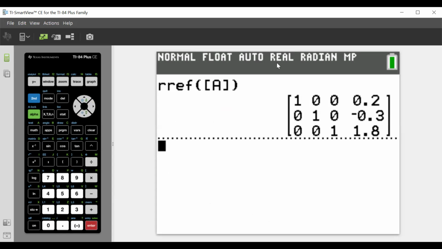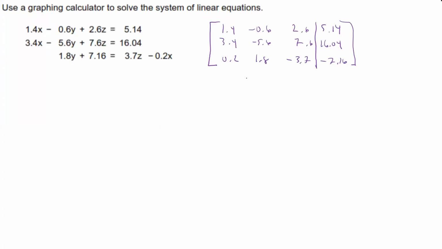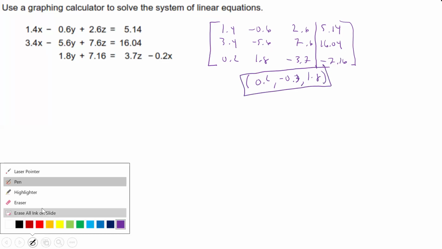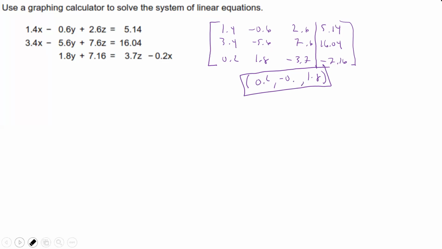So my ordered triple is 0.2, negative 0.3, and 1.8. So that is the solution. Let's make that 3 a little more clear. And so that's my solution. So now my check, again, I'm just going to do it all here.